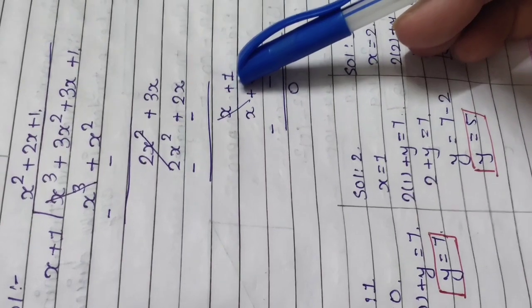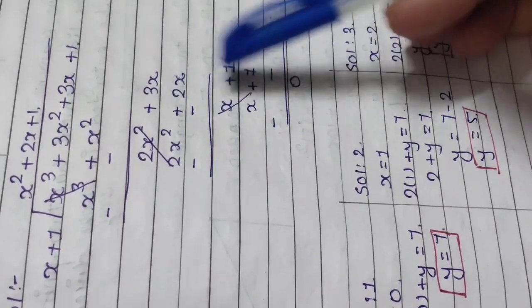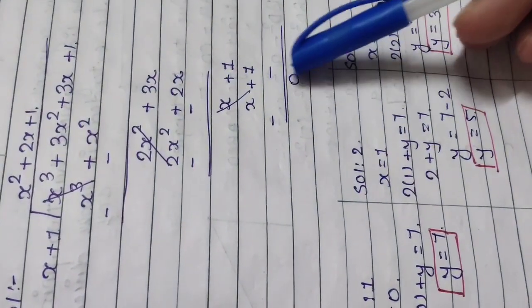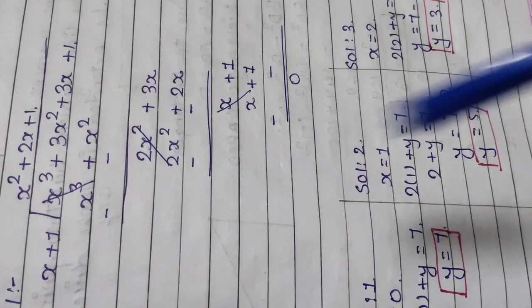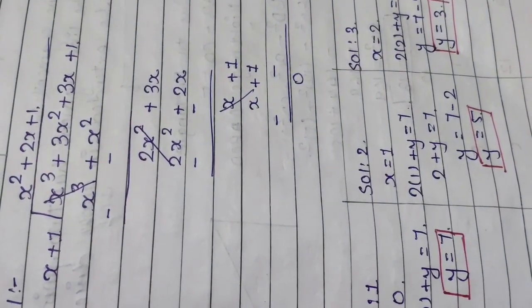1 is here, already given in the polynomial. Now x plus 1 is remaining. x plus 1 multiplied by 1 means x plus 1. Now you will get the remainder as 0, and x square plus 2x plus 1 is your final answer.